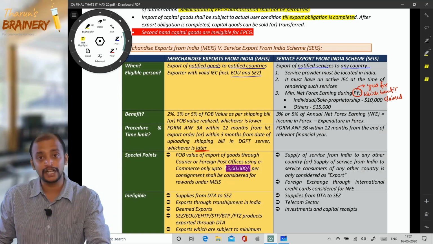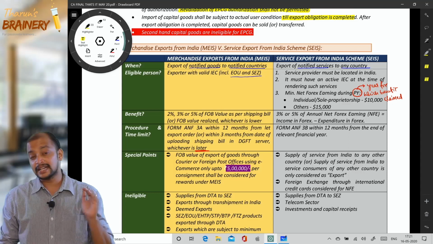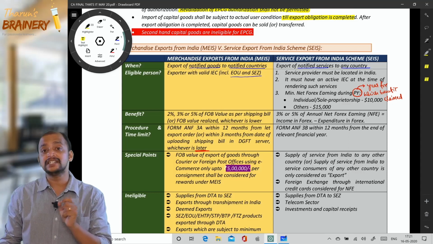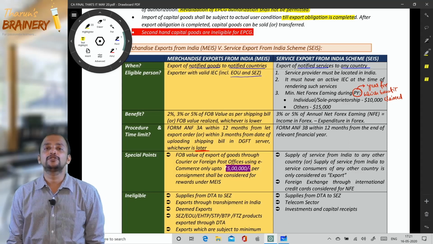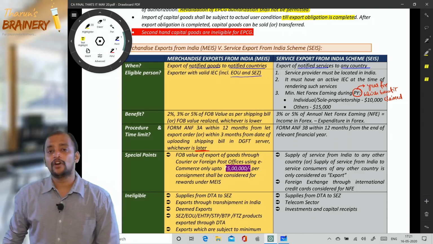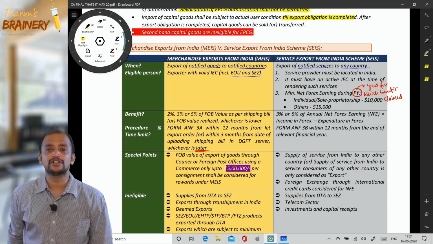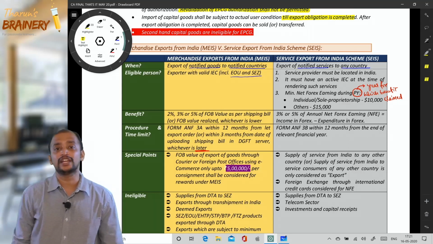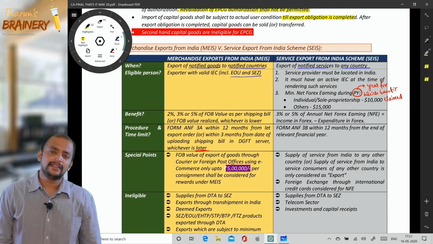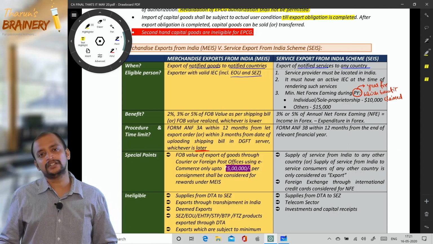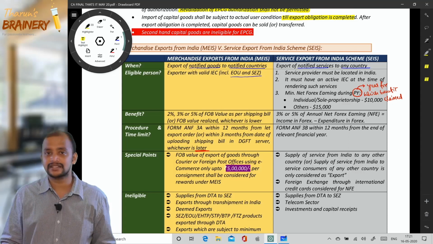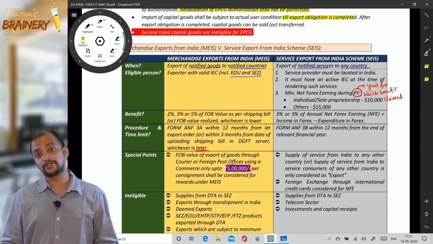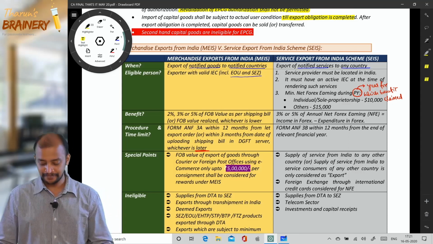So the service provider should be in India, and that service provider should have an active IEC. There is a catch here. Usually people who are into the service sector will not be obtaining IEC because they are not importing or exporting any goods. So therefore I have seen many service providers who do not have IEC. Because of that reason they will be missing this benefit. Should have an active IEC.